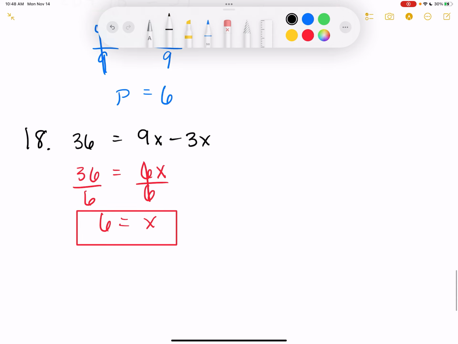All right, and then the last one, number 20, 6 equals negative 7f plus 4f.